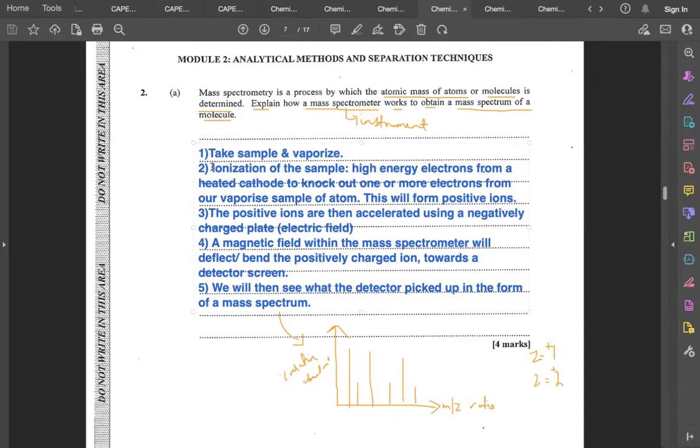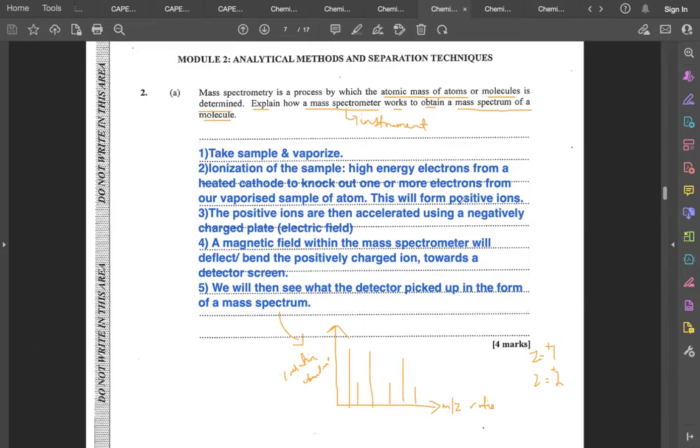Then we're going to ionize that sample, and the compartment that does that ionization within the spectrometer is the heated cathode. And what that does is it supplies these high energy electrons, which knock out 1 or more electrons from our vaporized sample, right? And then this will form positive ions, because of course, when you lose an electron, you're going to end up having a positive charge. So this step is to form positive ions. That's the purpose of this step, right?